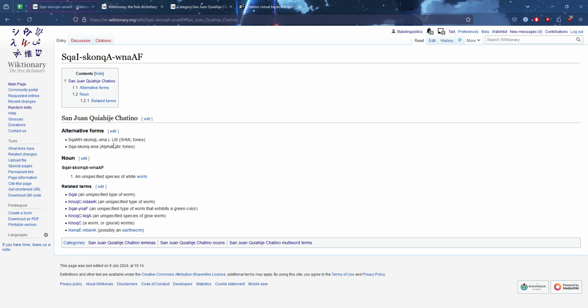Let's see. Oh, as well as the SHML tones. So for the sake of reducing confusion, I separated the L, which correlates with the A tone, and the LM, which correlates with the F tone. These two tones were separated, but in writing, I would assume that you would put them together. So instead of having a space between the L and LM, you would just put them together when writing.